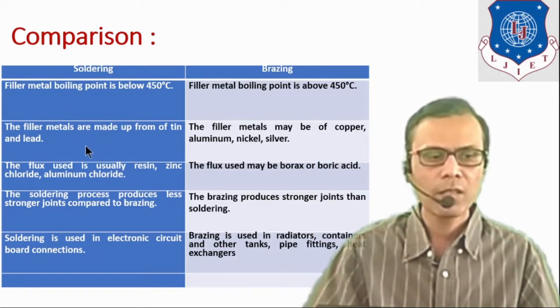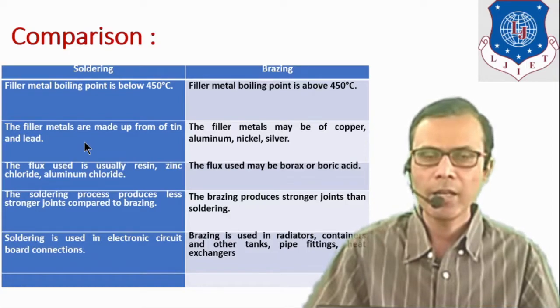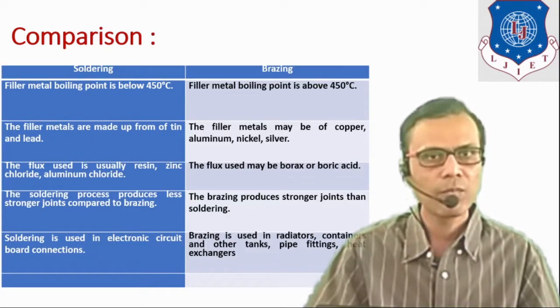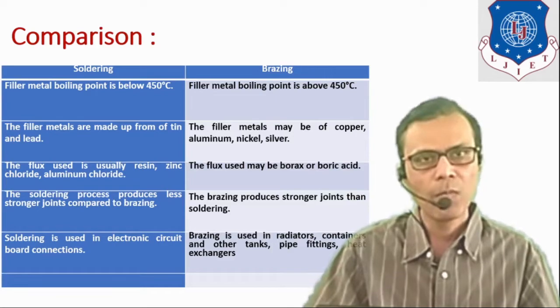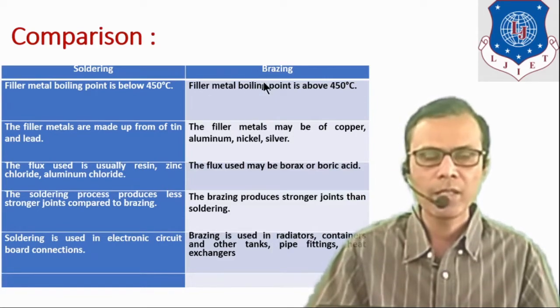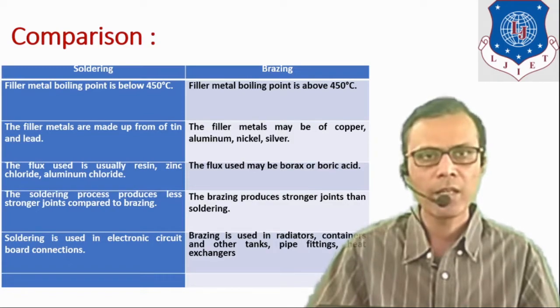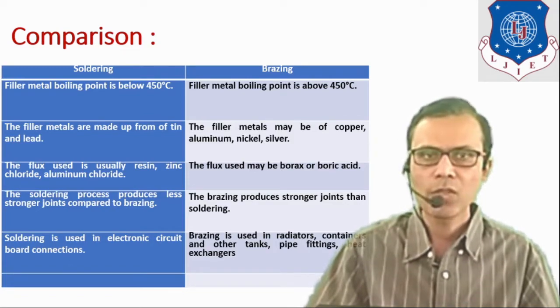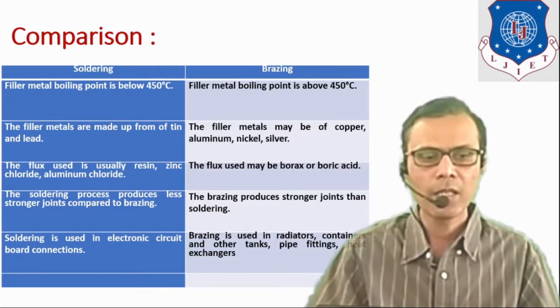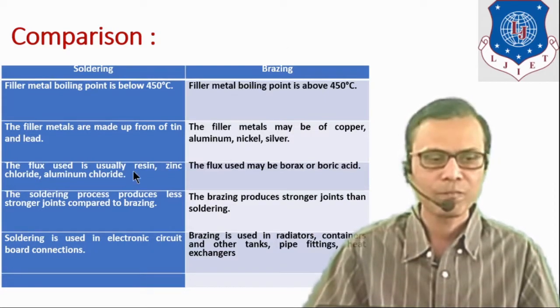Next point is, in case of soldering, we are using tin and lead alloy as a filler material, but in case of brazing, copper and its alloys and sometimes silver and its alloys are used for the joining purpose. They are used as a filler metal.